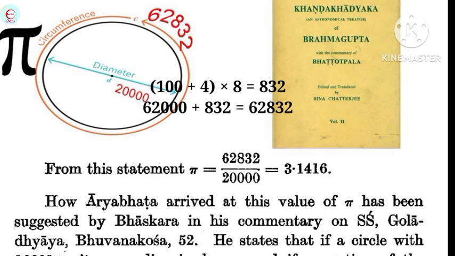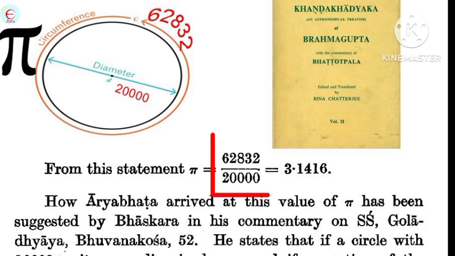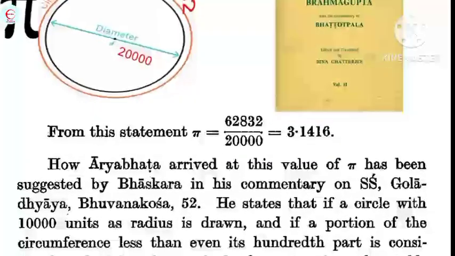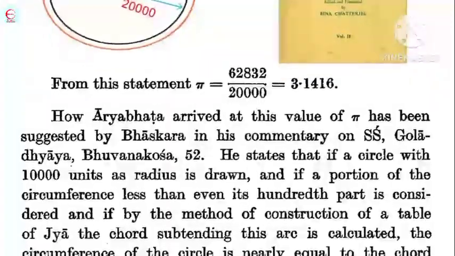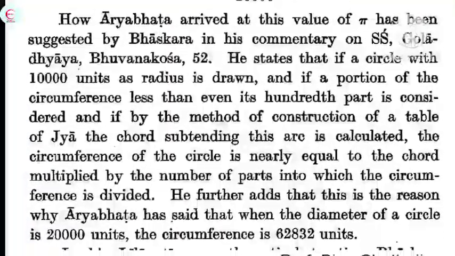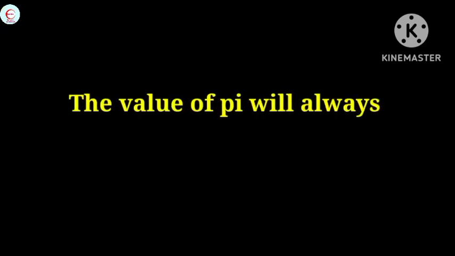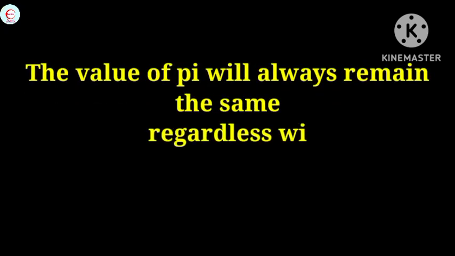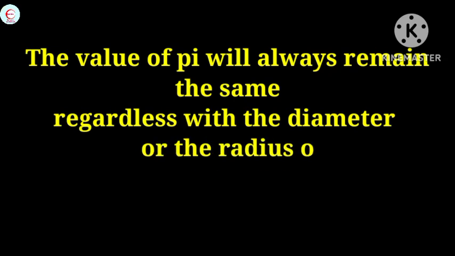Now can we find the value of pi? Yes, of course. It is 62,832 divided by 20,000, which is equal to 3.1416. Moving a little deeper, Aryabhatta also knew that the value of pi is a constant, which means that it will remain the same regardless of the value of the radius or diameter of the circle. And that's what we know.